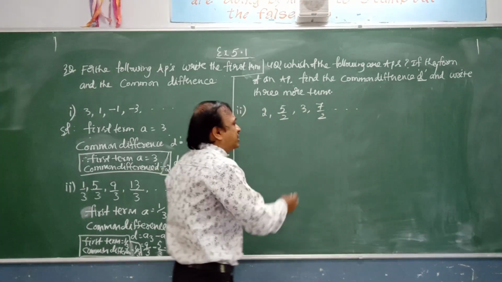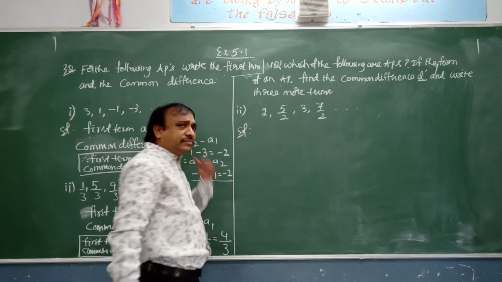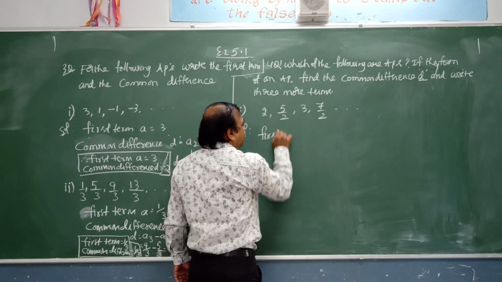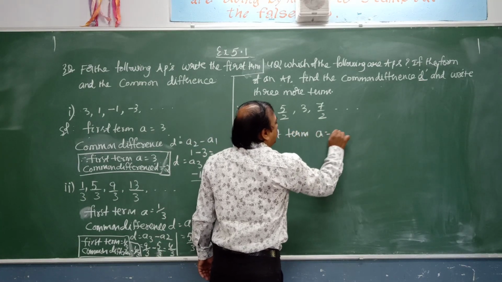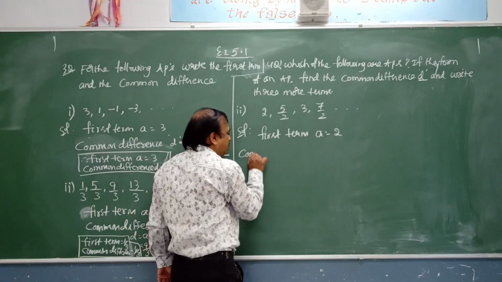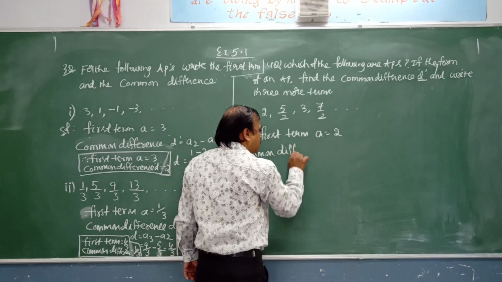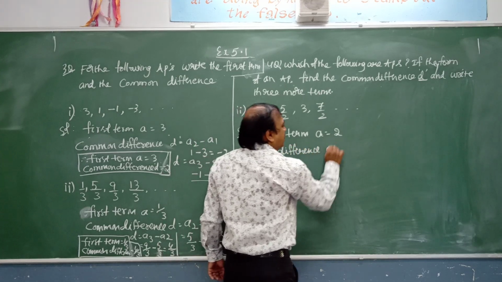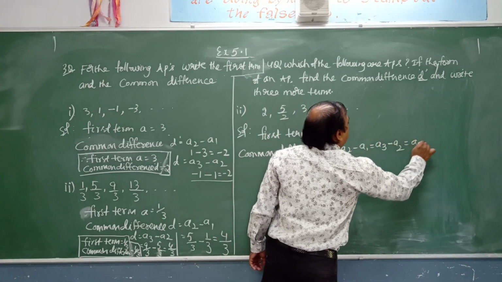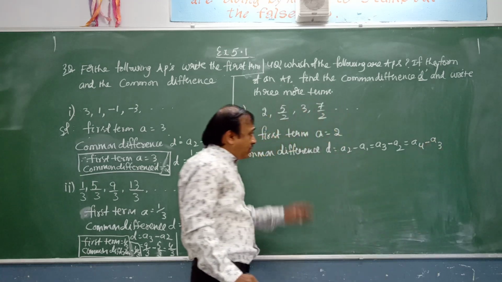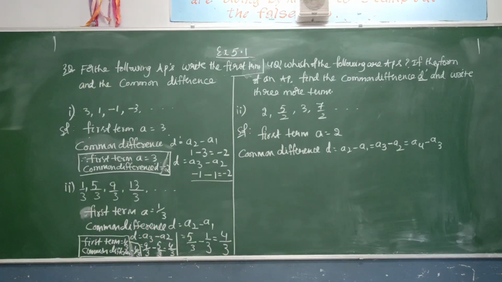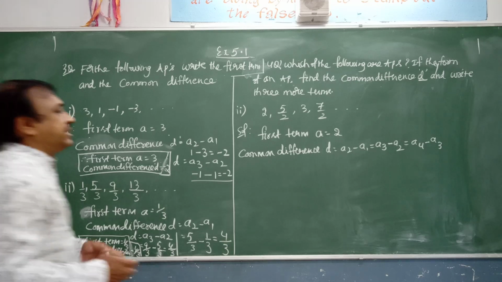So in this, the first term is, observe it. What is the first term here? Yes, that is 2. So first term A is equal to 2. Now the common difference D is equal to A2 minus A1, or A3 minus A2, or A4 minus A3. It means every time it should be the same. Then only we say that the terms are in arithmetic progression.